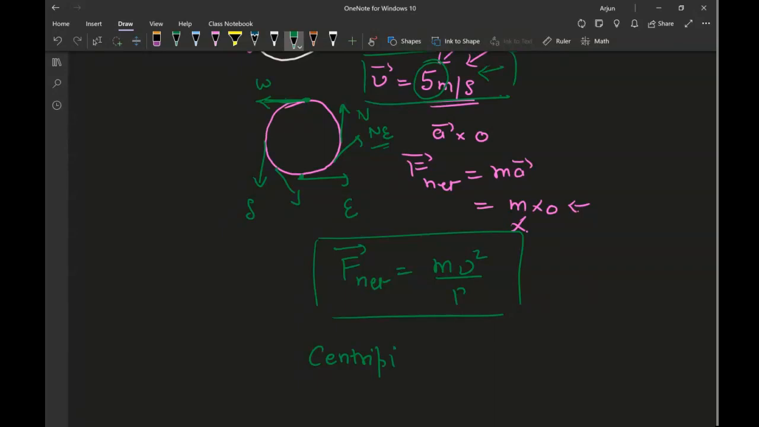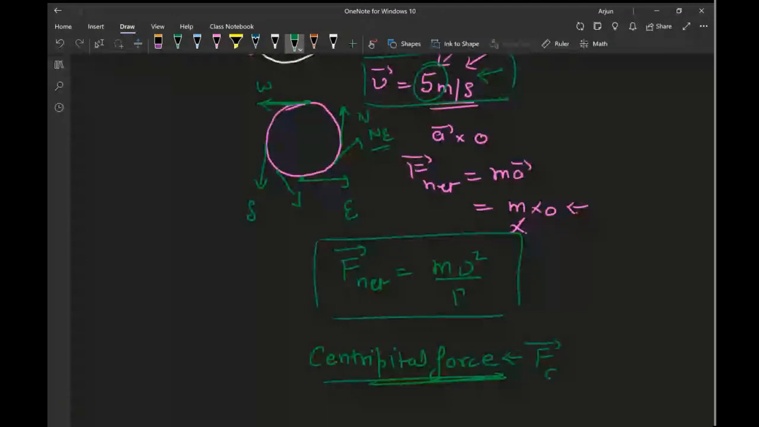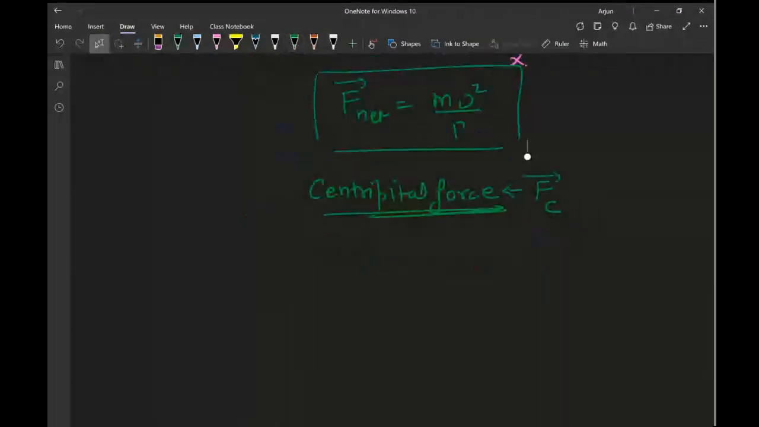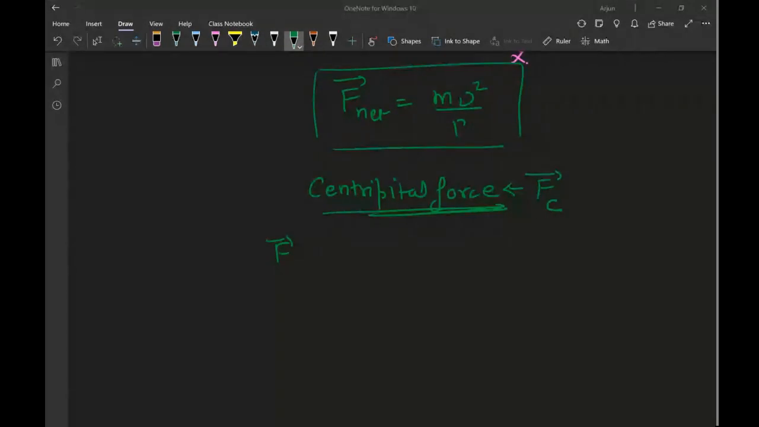Centripetal force is the net force, and this is denoted by Fc. So whatever role F net used to play in the linear direction, the same role will be played by Fc now. So this is basically a net force, which is equal to m v square upon r.